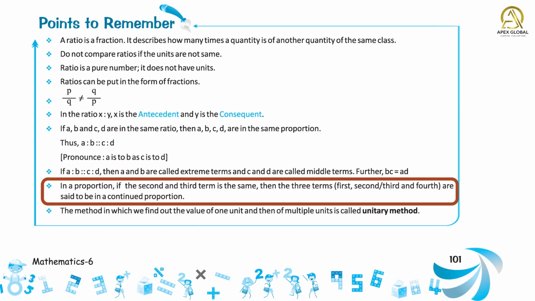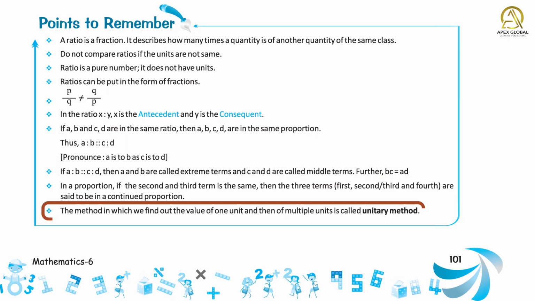In a proportion, if the second and third terms are the same, then the three terms, first, second, third and fourth, are said to be in continued proportion. The method in which we find the value of one unit and then multiple units is called the unitary method.